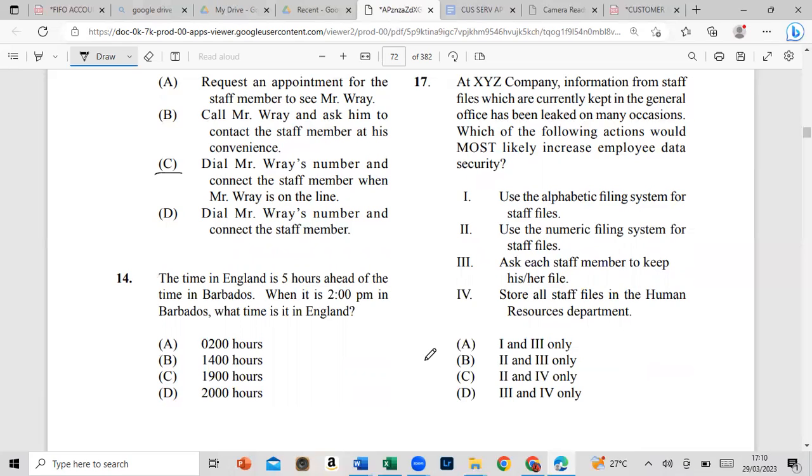Alright, let's do the solution for 14. It says the time in England is 5 hours ahead of Barbados. When it is 2 p.m. in Barbados, what time is it in England? Alright, so basically 2 o'clock would be 1400. So you're going to add 5 hours to 1400. So that would be C, 1900 hours.